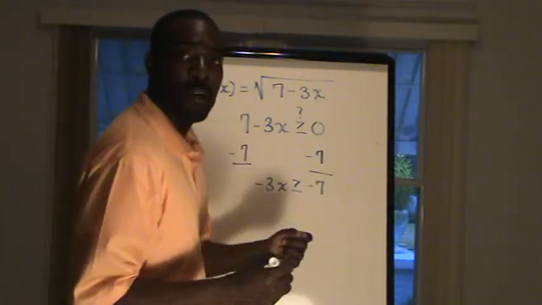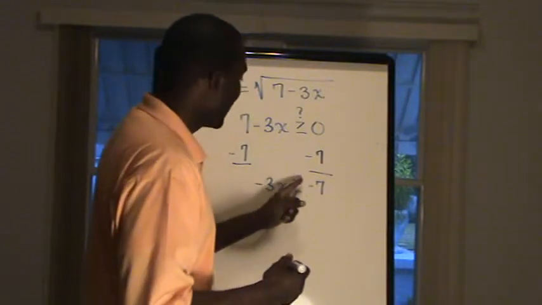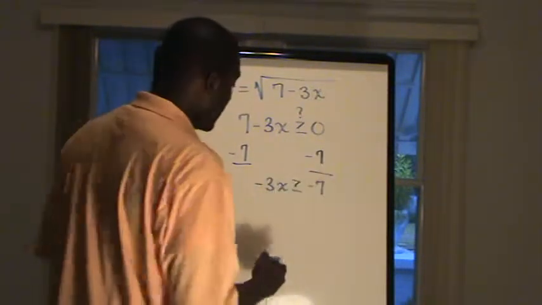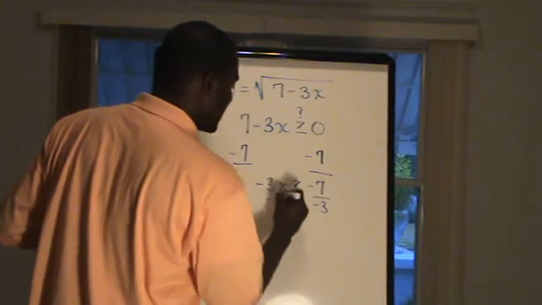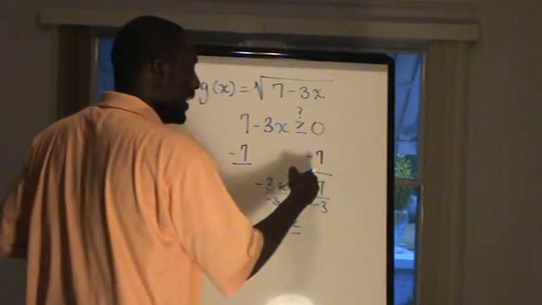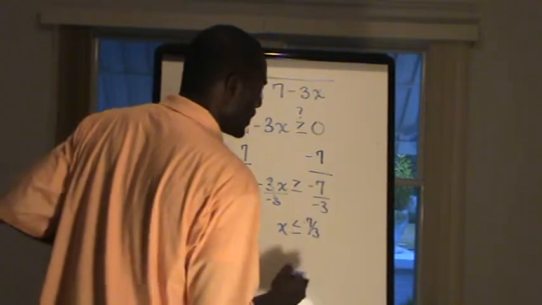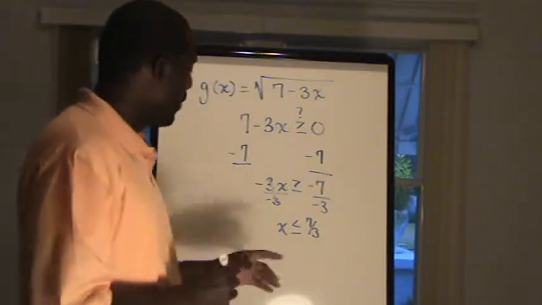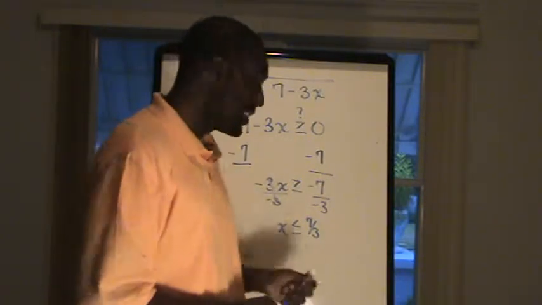And we all know that if I divide or multiply by a negative number, my inequality symbol changes. So if I divide by negative 3, this says now that x is less than or equal to, a negative divided by a negative is a positive, 7/3. So that's my domain: all values of x that will be less than or equal to 7/3.